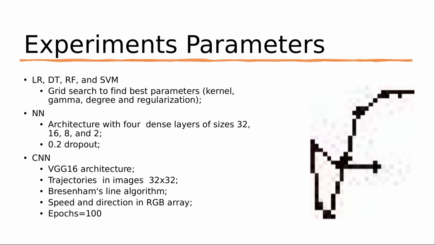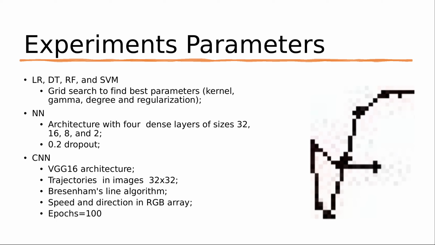Given the preprocessing strategies and machine learning models that we use, we will now present the parameters of the models used in the experiments. In the logistic regression, decision tree, random forest, and SVM models, we use a grid search to find the best parameters like kernel, gamma, degree, and regularization. In the neural network, we use an architecture with 4 dense layers of size 32, 16, 8, and 2, and a dropout of 0.2. In the convolutional network, we use a VGG16 architecture.